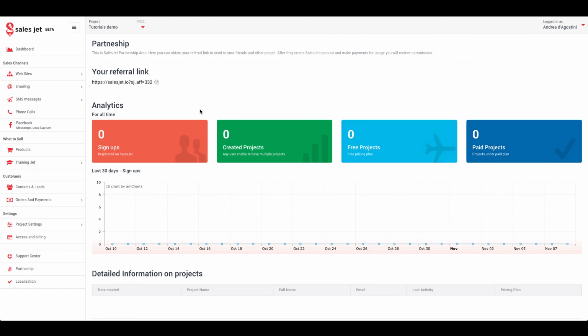So this area, the partnership area, is an area that I hope you're going to use a lot and make a lot of money. And we're going to spread the SalesJet culture around the world.